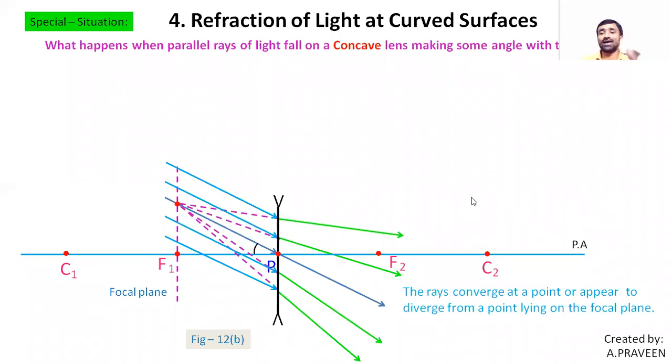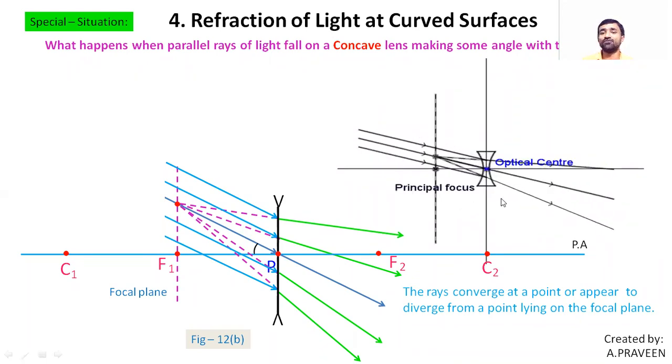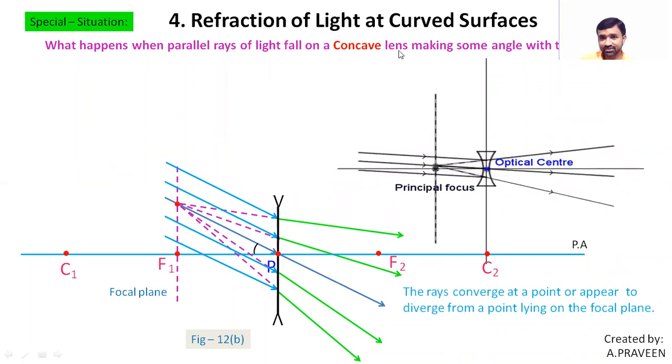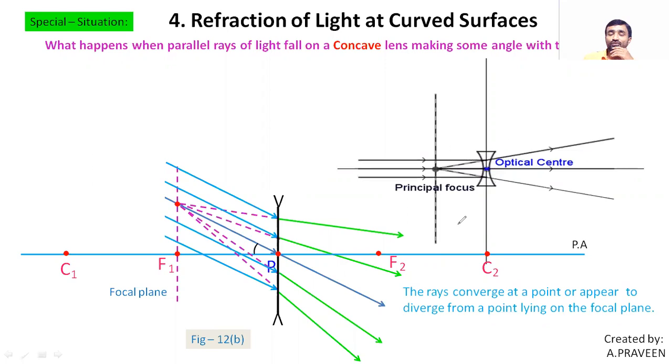For both, I have given this generalization. In case of a convex lens, they appear to converge. In case of a double concave lens, they appear to diverge from a point lying on the focal plane. Right? For both, I have given this generalization. So look here. What happens if I rotate? See here, I'll stop this exactly here. How do you feel about this one?